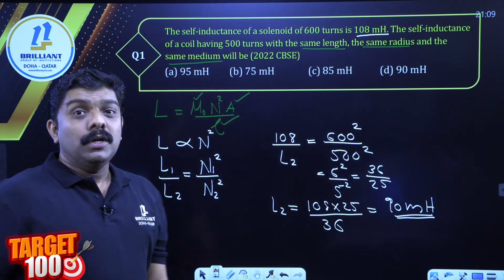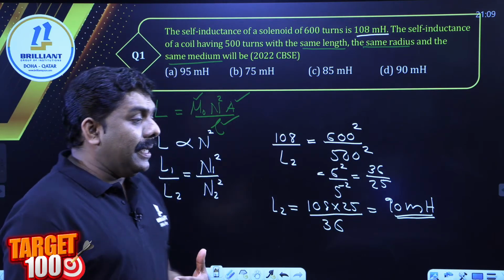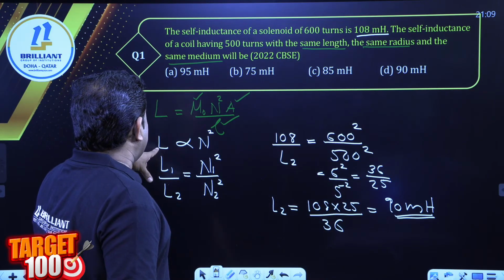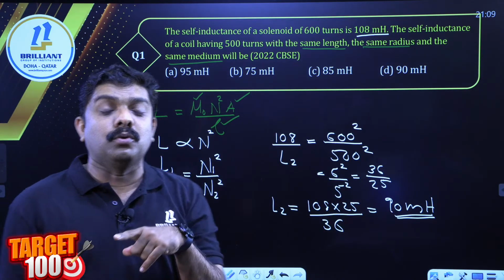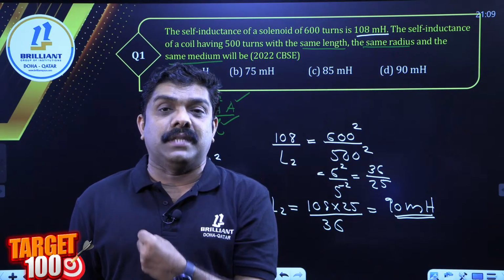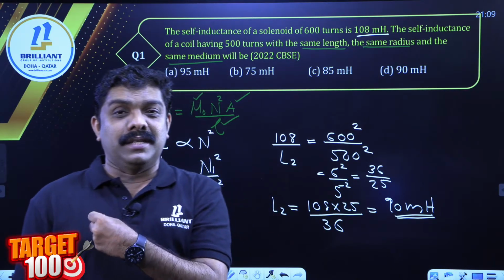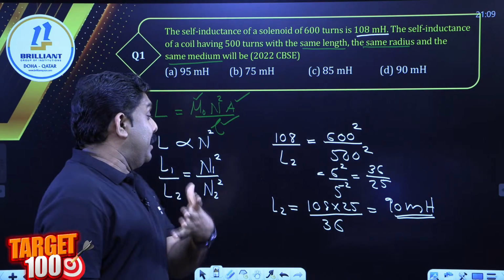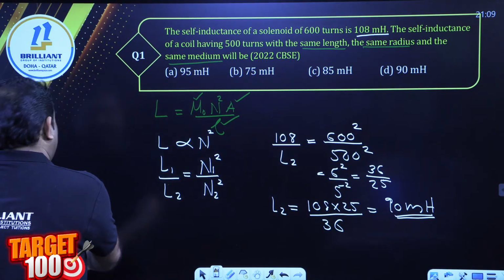So this is the first point that we are taking: self-inductance is directly proportional to the square of the number of turns. L1 by L2 is equal to N1 square divided by N2 square.